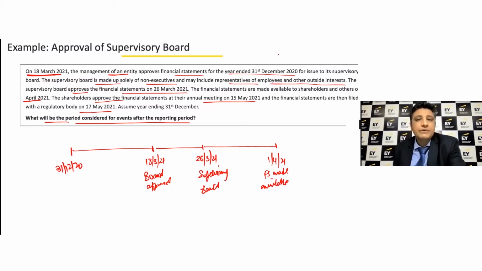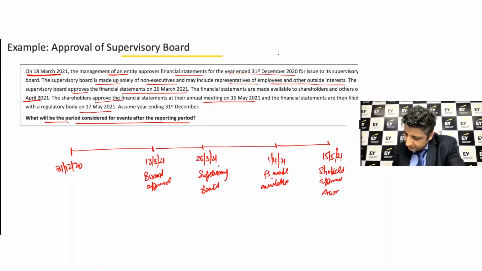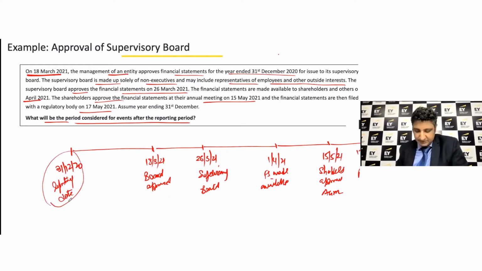We're also given that the shareholders approved on 15th of May 21. So shareholders approve in the AGM. And finally, on 17th of May, these are submitted for filing purposes. Okay. The question is, what is the period considered for events after reporting period? Again, look at what is your reporting period end. That is the reporting date. That is clearly 31st of December 20. Okay. And the date of the board approval, right?